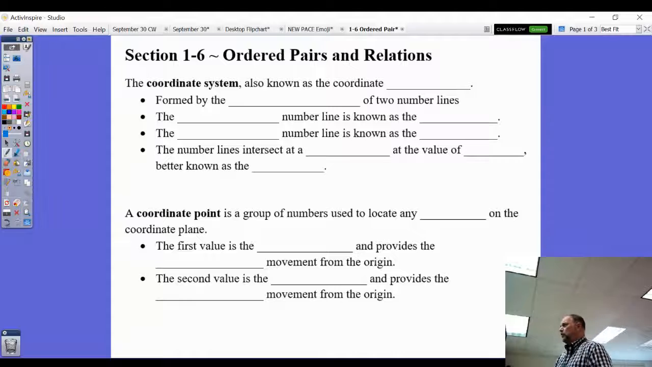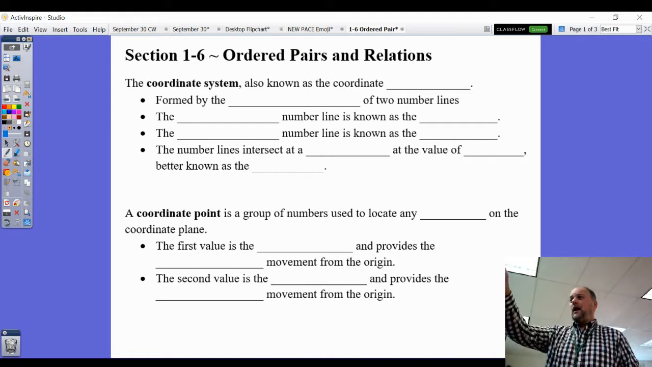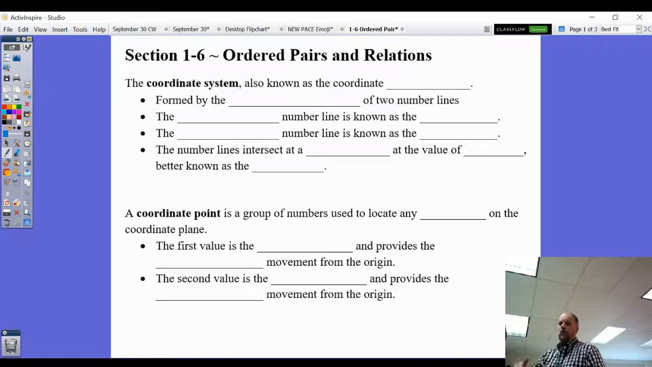Today's topic is ordered pairs and relations, okay? And I'm going to go through this, not quickly, but you can feel free to pause whenever you want and rewind whenever you want to catch up with what you missed or make sure you verify what you have right and what you have wrong and fix it and things like that.